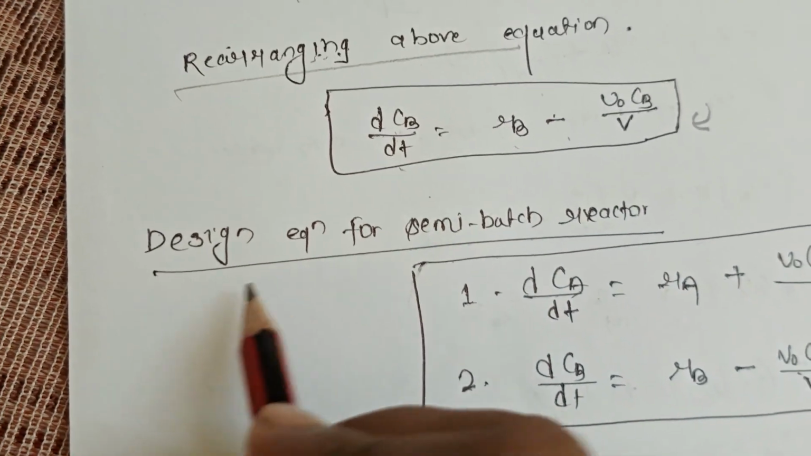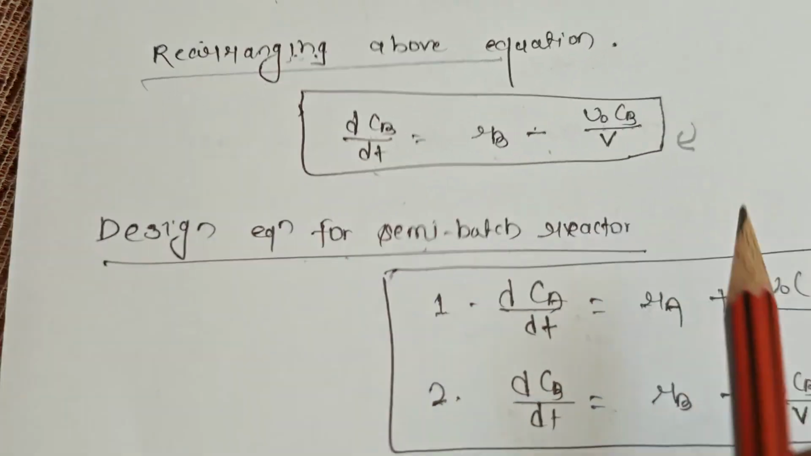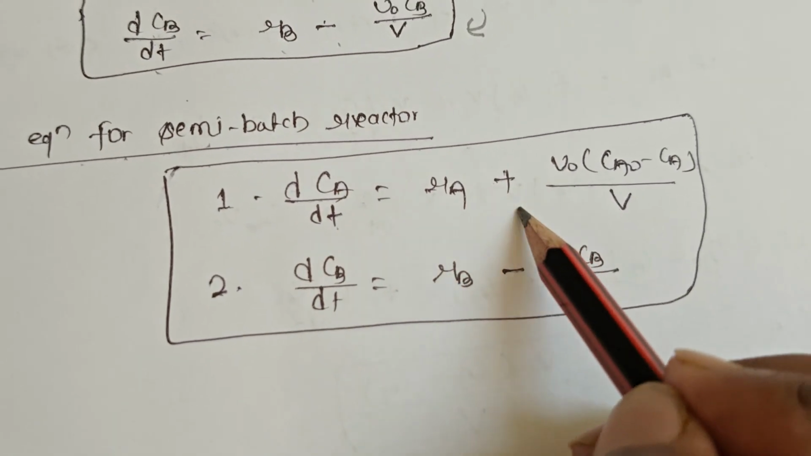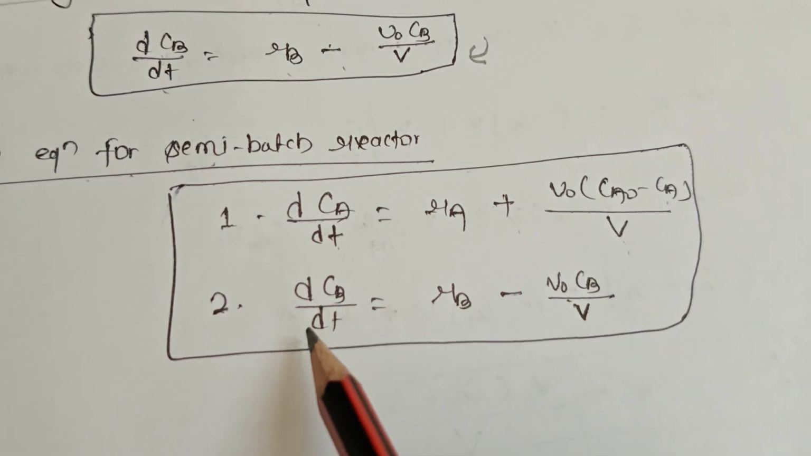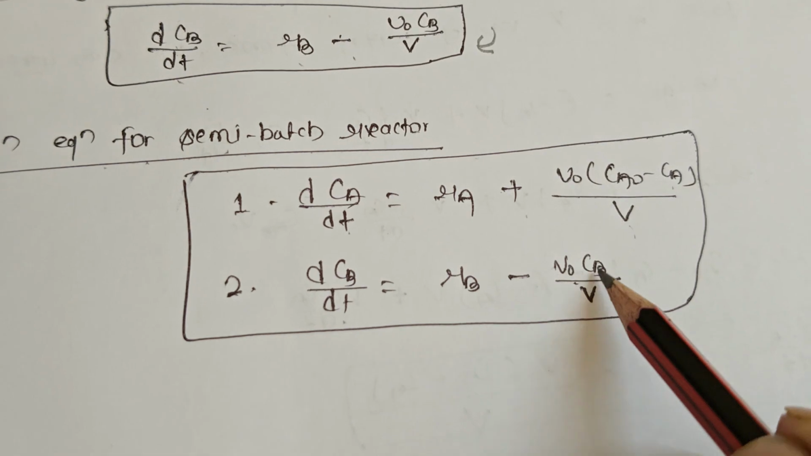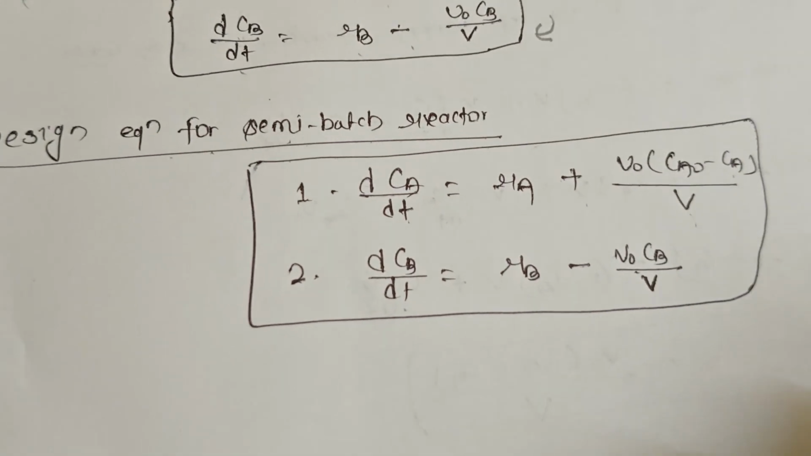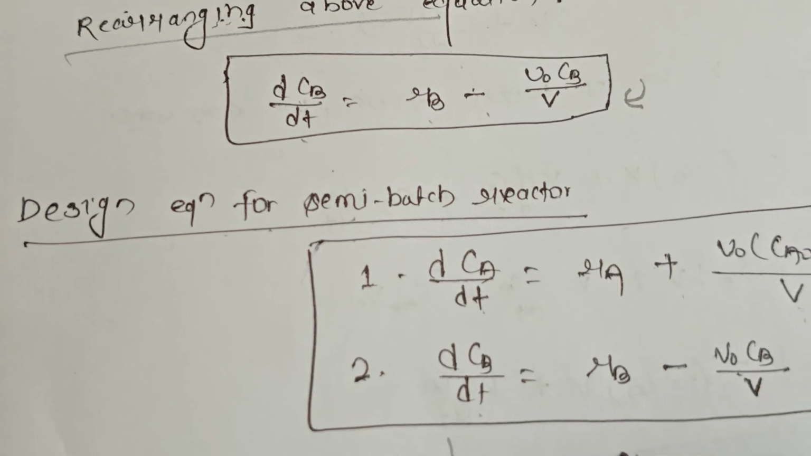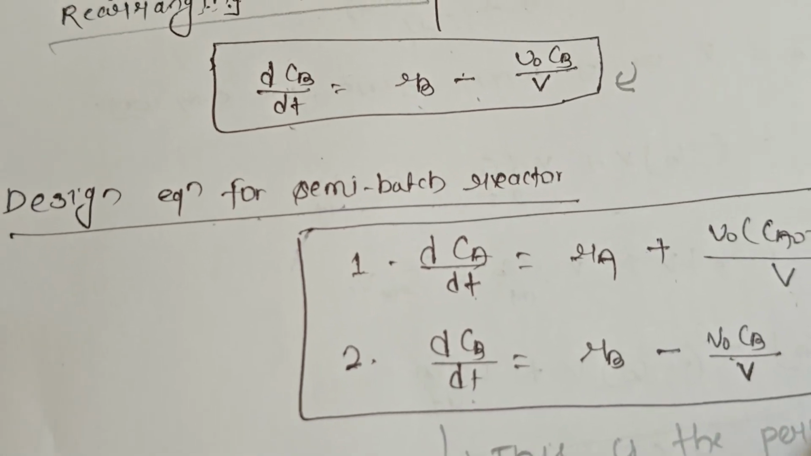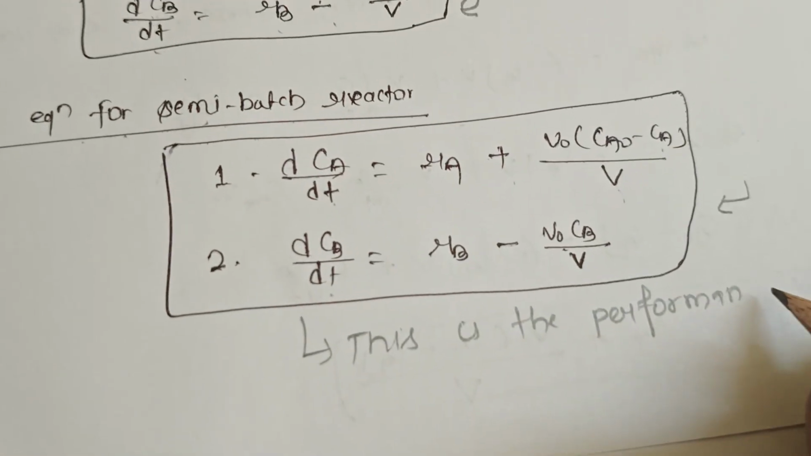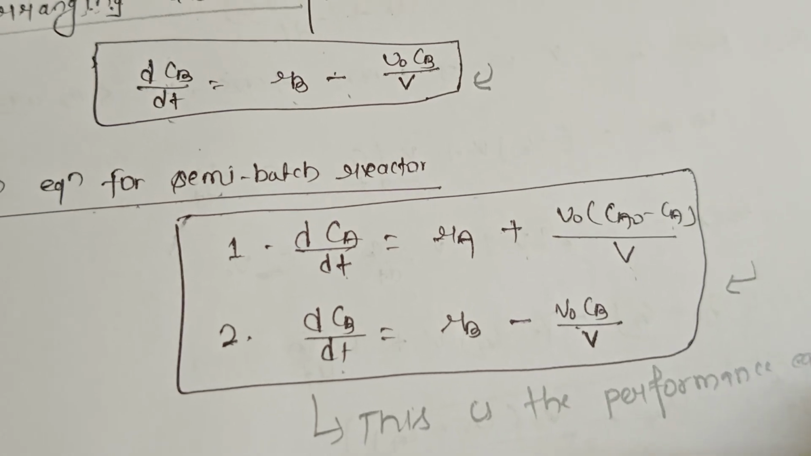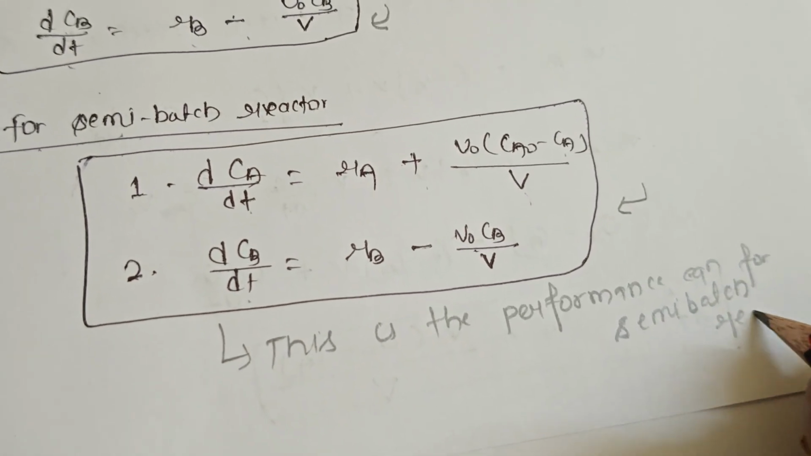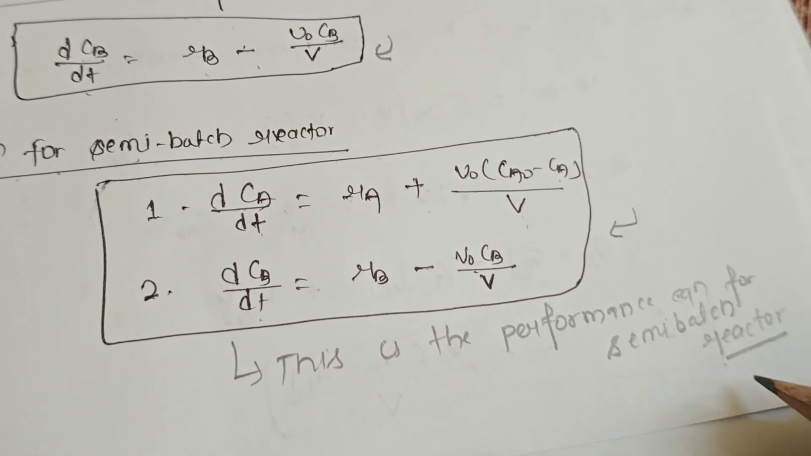So the overall design equation for semi-batch reactor we can write like for component A, dCa upon dt is equal to Ra plus mu naught Ca naught minus Ca upon V, and for B dCB upon dt will be RB minus mu naught CB upon V. So this is the performance equation for semi batch reactor. So that's it, that is all.